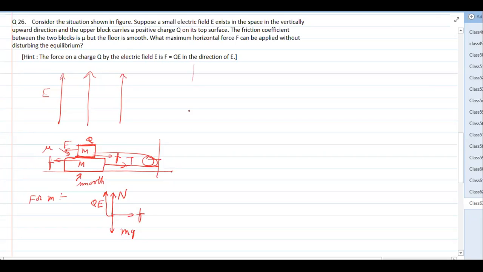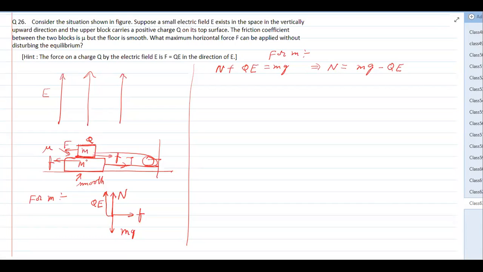Okay, so we can write the equations. First we write the vertical direction: normal plus QE equal to mg. This is for the small m. So the normal comes to mg minus QE. The normal has decreased. Why has it decreased? Because of this extra force, the object has become a little bit lighter. Because of this extra force, the object is not pressing the lower surface with the same value. It is pressing with a lesser value.